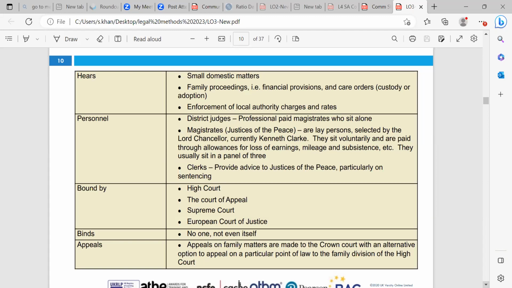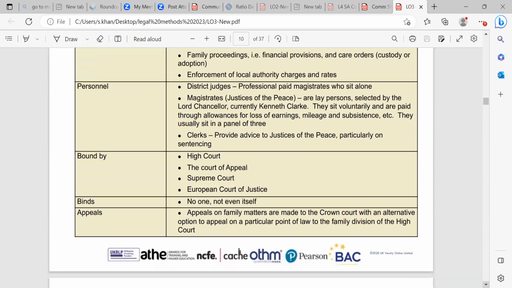They usually sit in a panel of 3, with clerks who provide advice to justices of the peace, particularly on sentencing. They are bound by the High Court, the Court of Appeal, Supreme Court and European Court of Justice. It binds no one, not even itself, and its appeals on family matters are made to the Crown Court, with an alternative option to appeal on a particular point of law to the family division of the High Court.